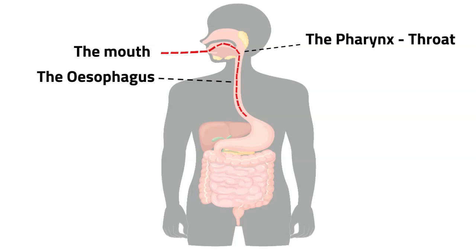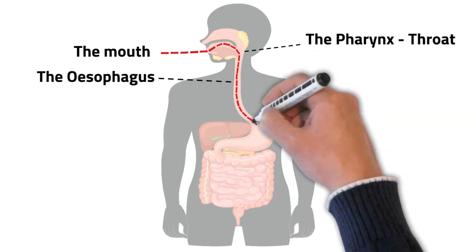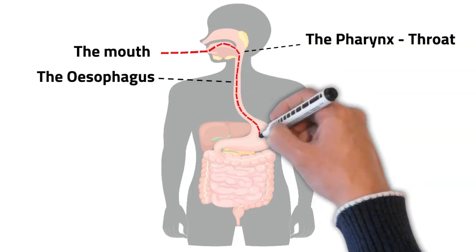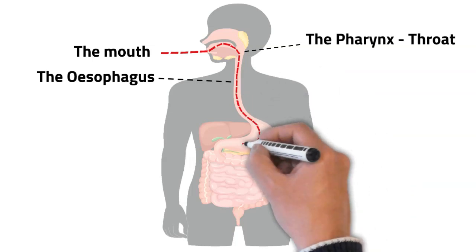The three main functions of the esophagus are to transport food and fluids from the pharynx to the stomach, prevent the passive diffusion of substances from the food into the blood, and prevent the reflux of gastric contents into the esophagus.